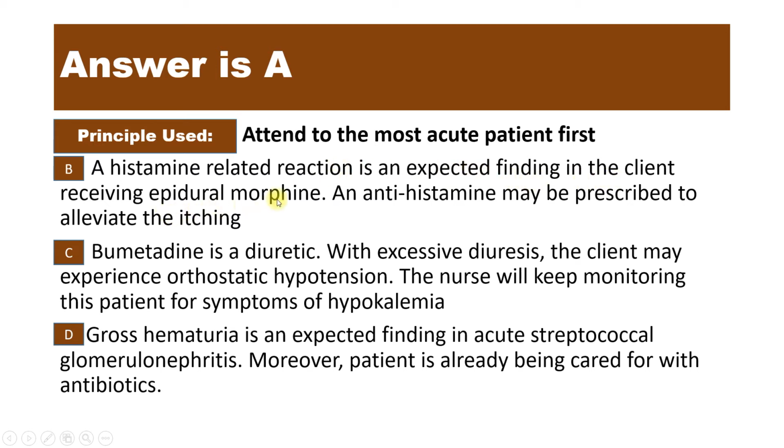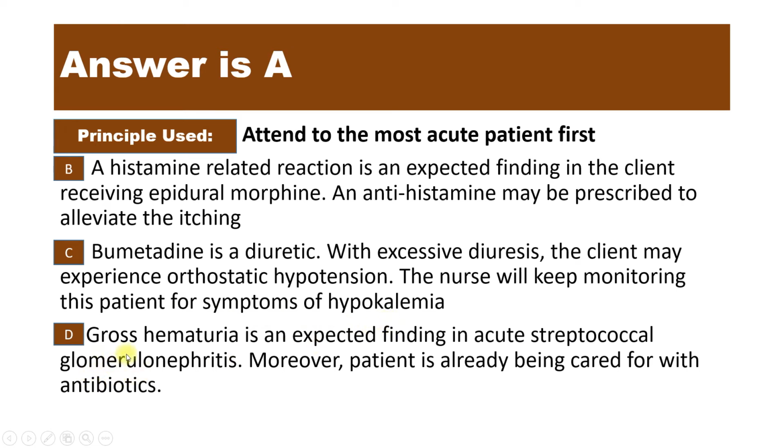client receiving epidural morphine. An antihistamine may be prescribed to alleviate the itching. And for the patient on bumetanide, which is a diuretic, sometimes these patients get excessive diuresis. The client may experience orthostatic hypotension, and the nurse will keep monitoring this patient for symptoms of hypokalemia.